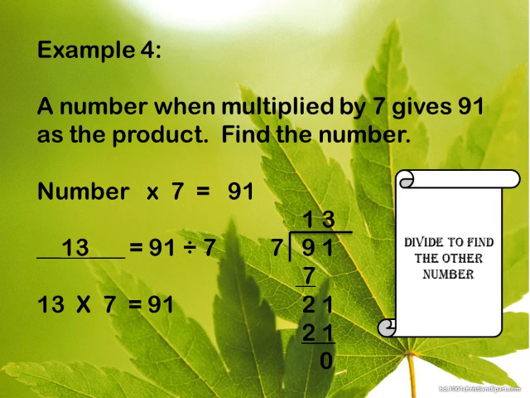Here again the factor is missing. So if the factor is missing, what operation will you use? You will use division. So 91 divided by 7 will give you the quotient as 13. 13 is nothing but the missing factor. So 13 into 7 is equal to 91.